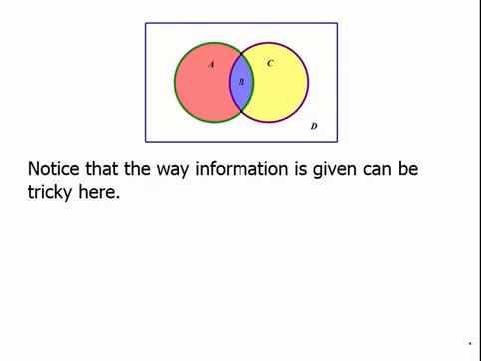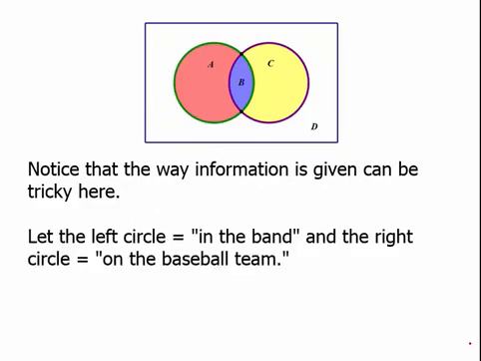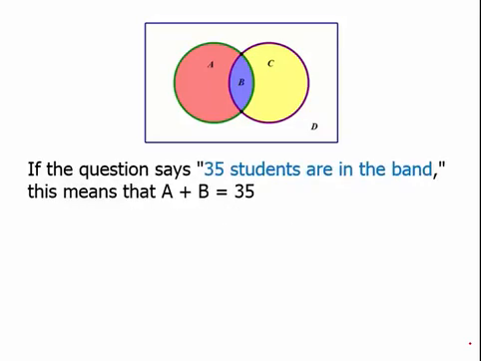Notice that the way information is given here, the verbal information, can be very tricky. Let's say, for the sake of argument, that the left circle means in the band and the right circle means on the baseball team. If the question says 35 students are in the band, well, that means A plus B equals 35. Because when we say 35 are in the band, we're counting all the band members. Some of the band members are in the band only. Other band members happen also to be on the baseball team, but they're all in the band. And so both of them are counted together and included when we say 35 are in the band.